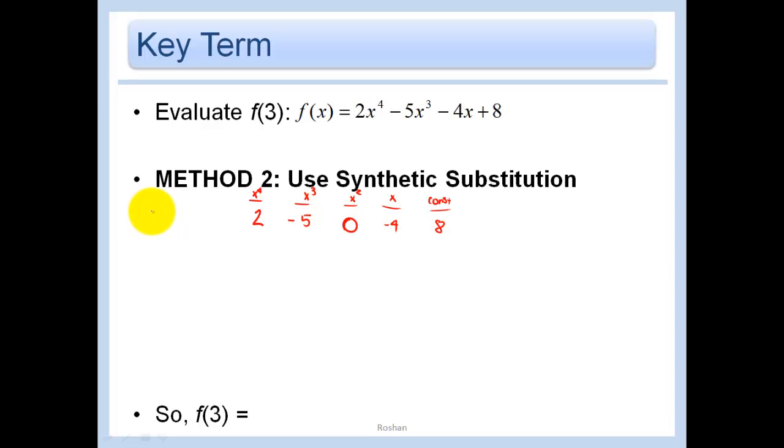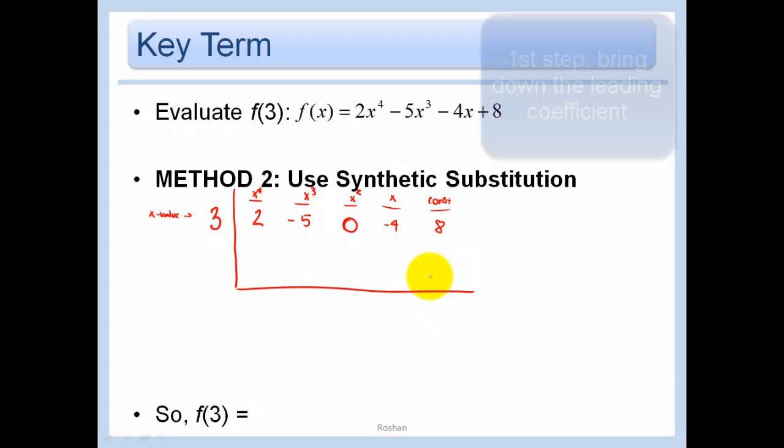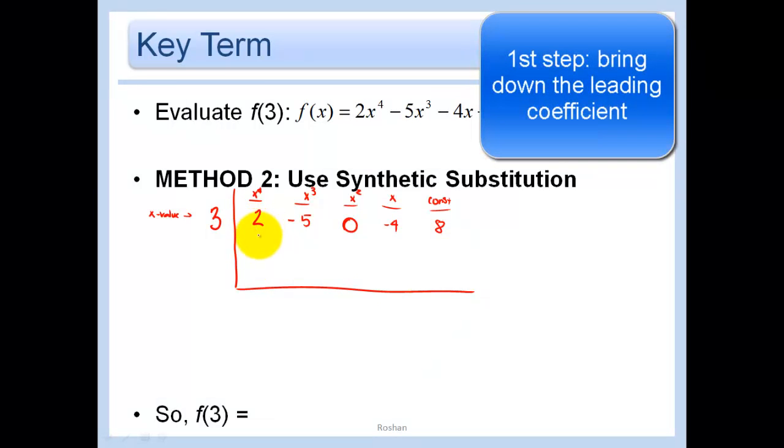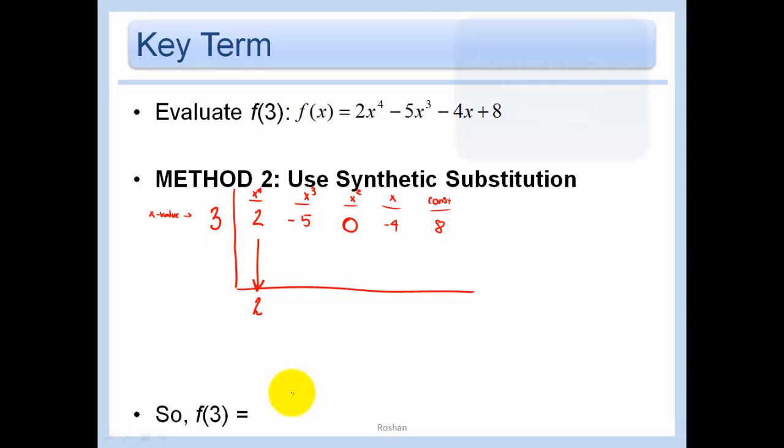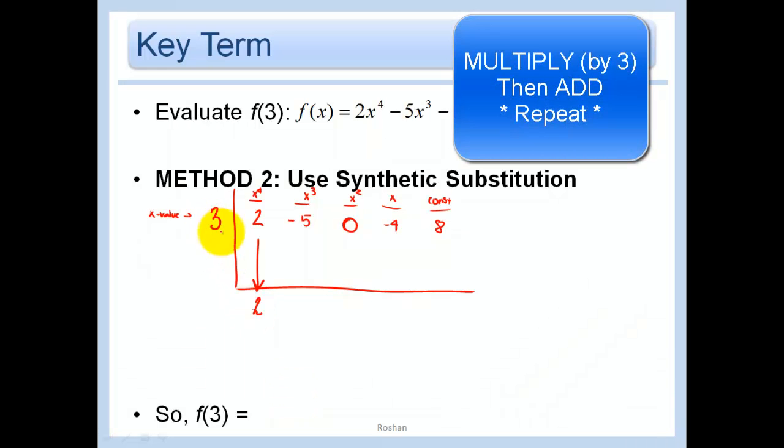And then my x value is just going to be the 3. That's what I want to evaluate. And so I leave some space here because I'm going to write something in there, okay? And then what I do is the first step is you just bring down this 2, okay? And then you multiply. So 3 times 2 is 6. And then I add. So -5 plus 6 is 1.